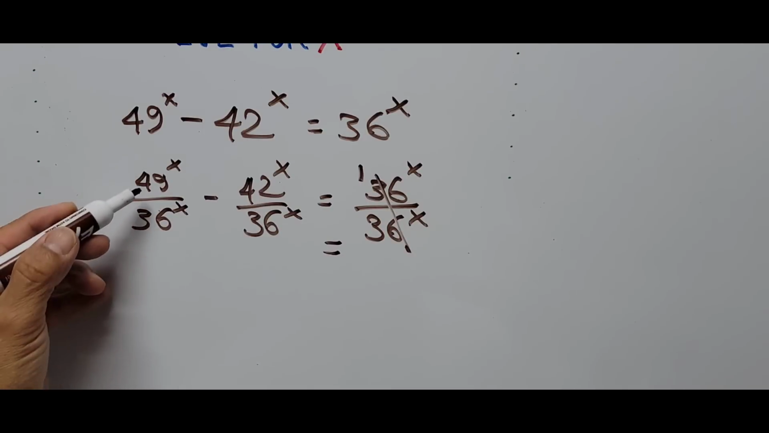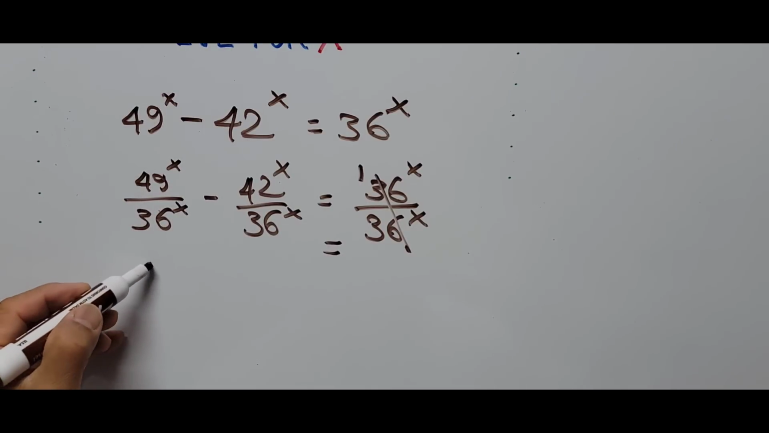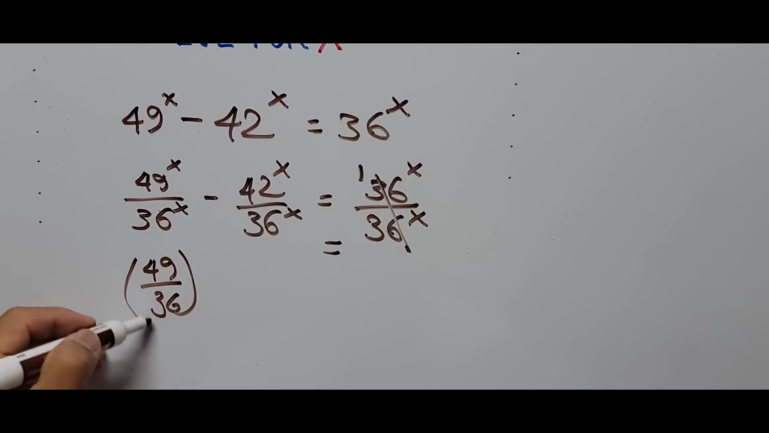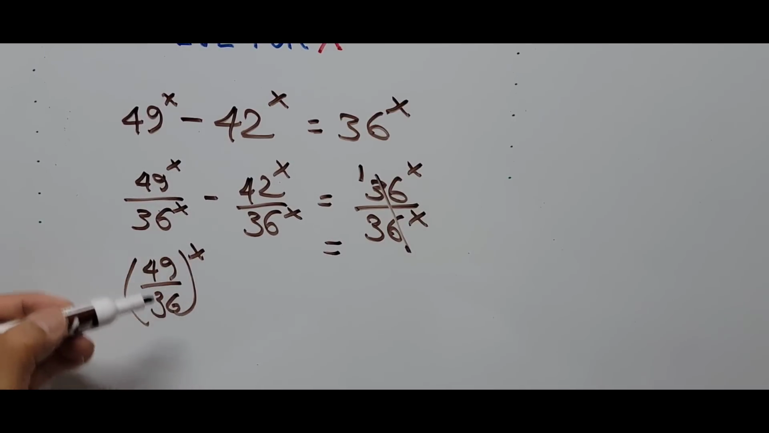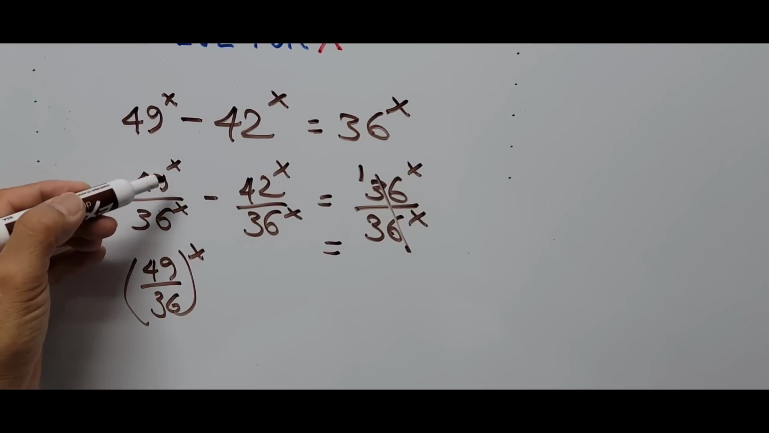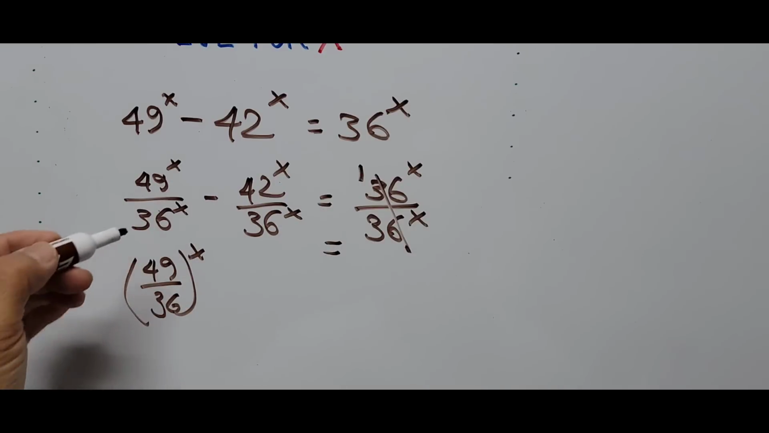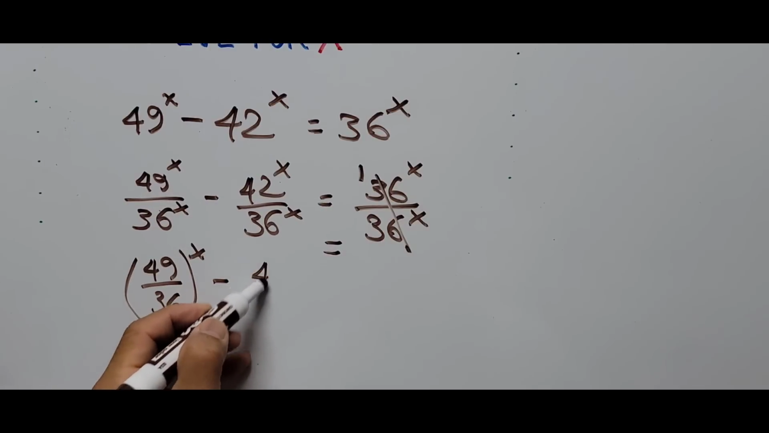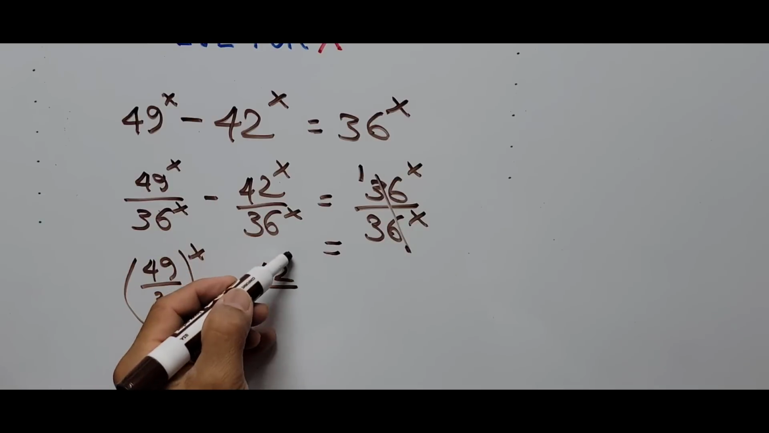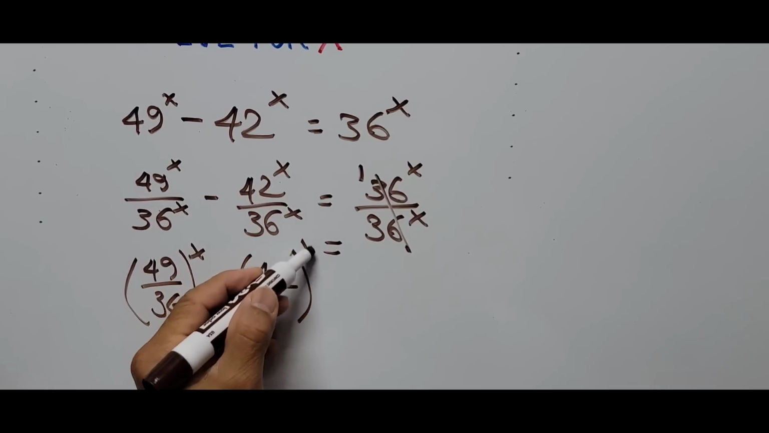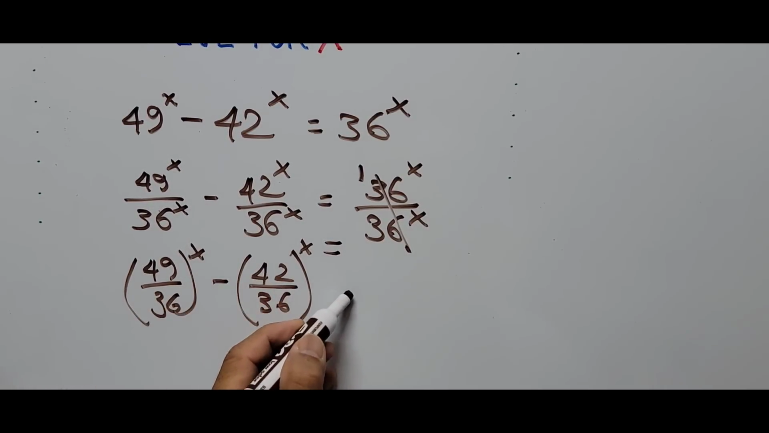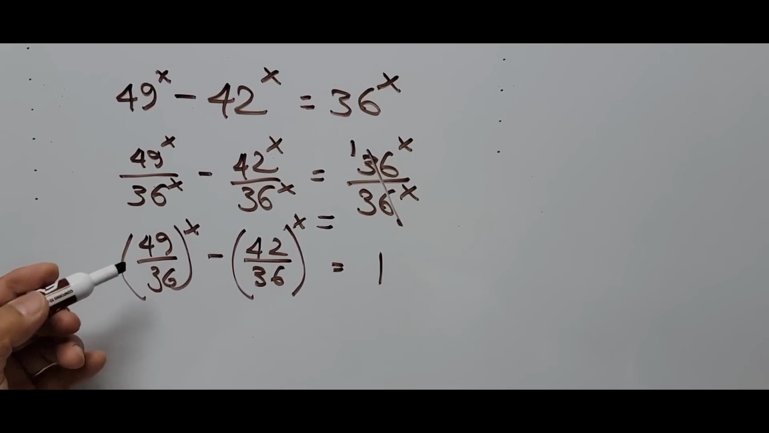Rewriting the whole equation: 49 divided by 36, raised to x. Since they both have the same exponent, we put them in parentheses. Now minus 42 divided by 36, raised to the x power, equals 1.